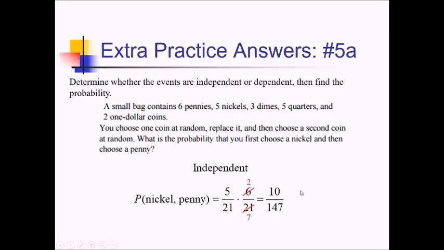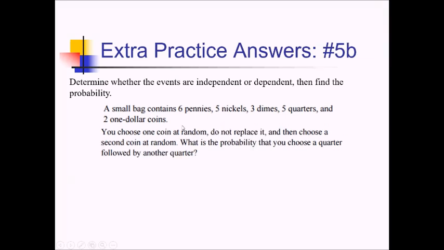For this part of the problem, we're choosing one coin at random, not replacing it, and choosing another coin. Because we're not putting the coin back, what we pick on the first event is going to affect what we can choose the second time around. So these events are going to be dependent. Now we want the probability that we choose a quarter followed by another quarter. So quarter, quarter. All right, probability of the first quarter.